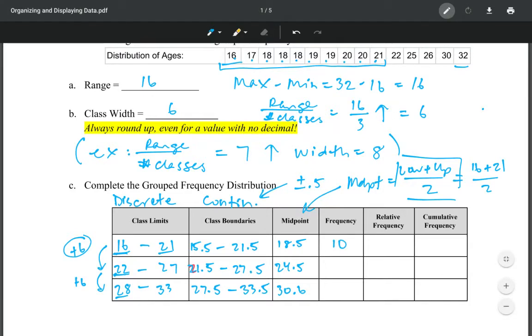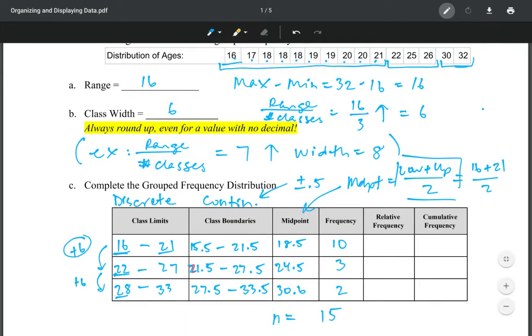The second group includes 22 through 27. So that is these 3. And then my last group, 28 through 33, and I have 2 in that group. When I total my frequencies, we call this N. 10 plus 3 plus 2 is 15.